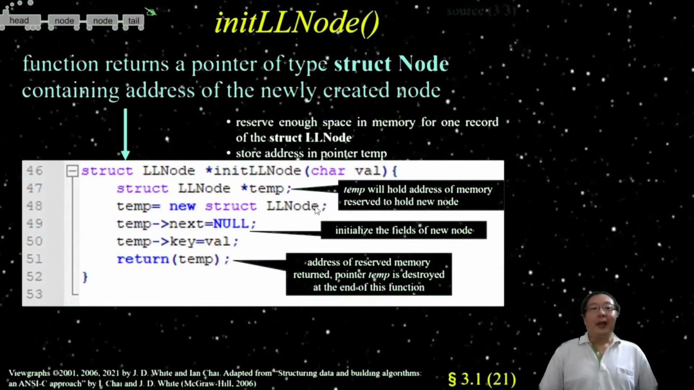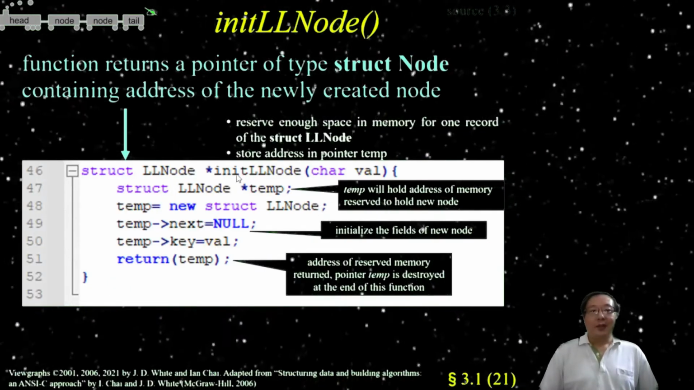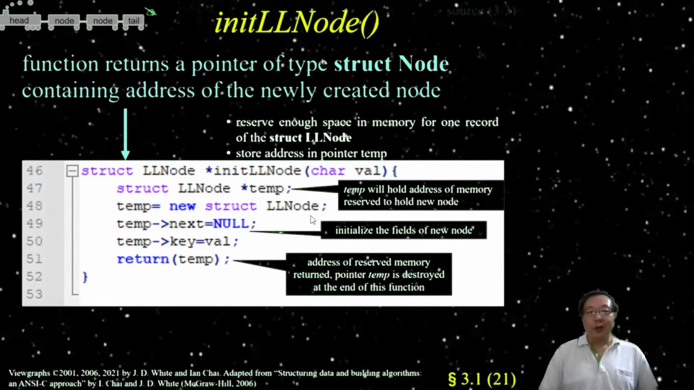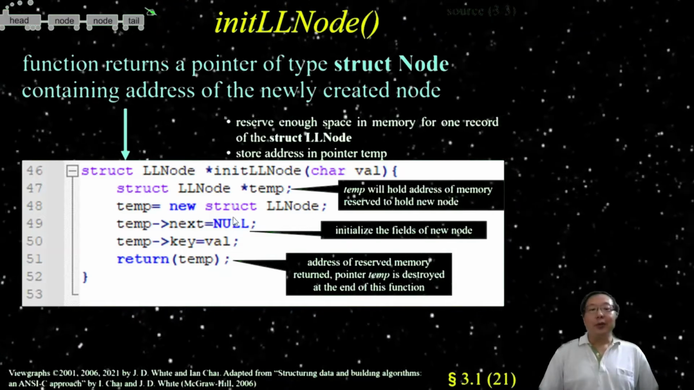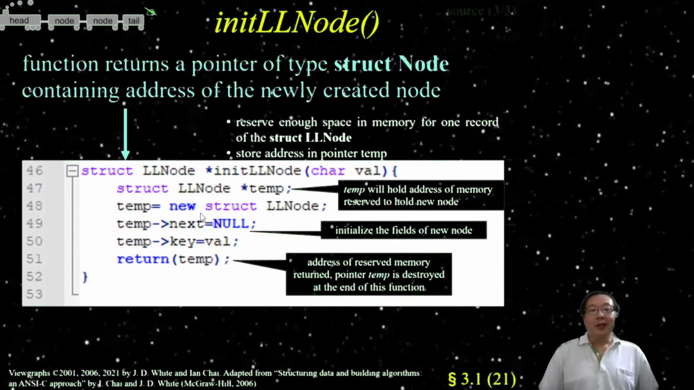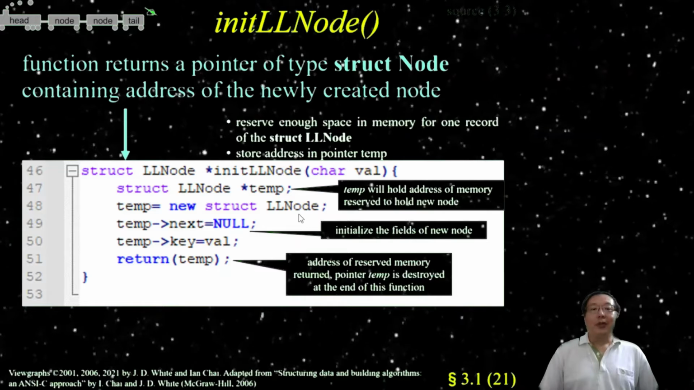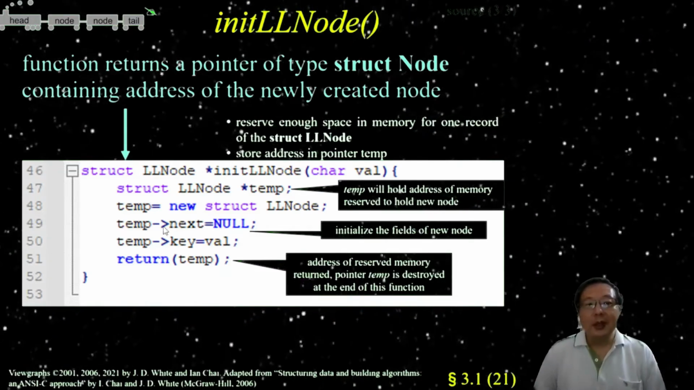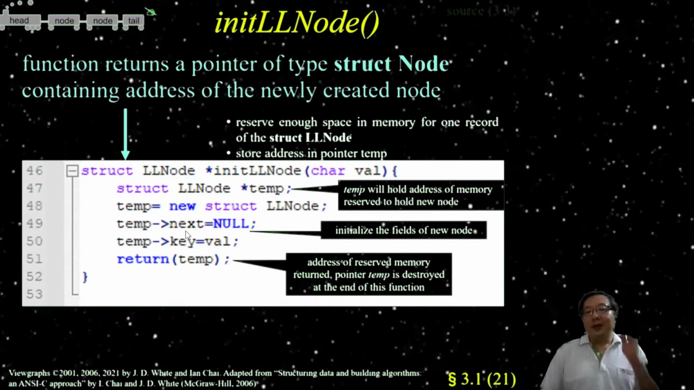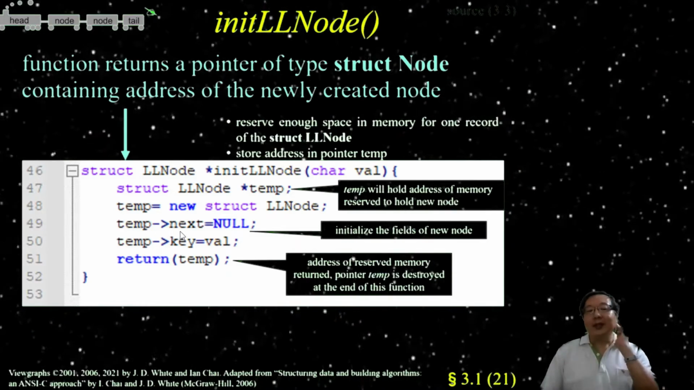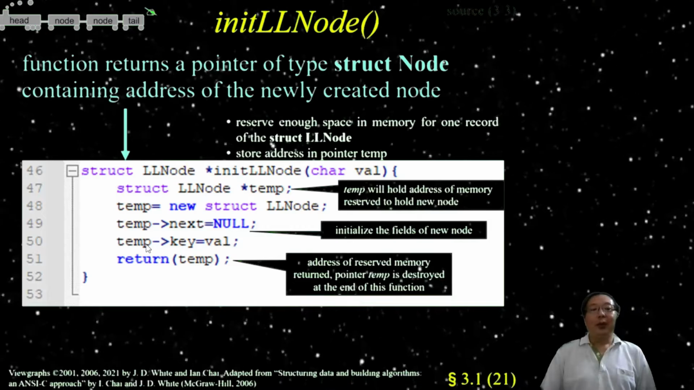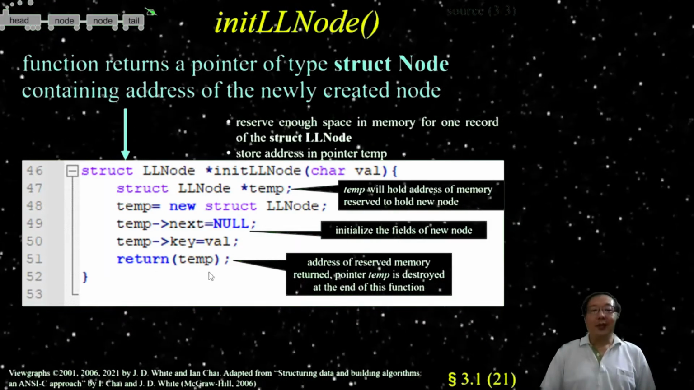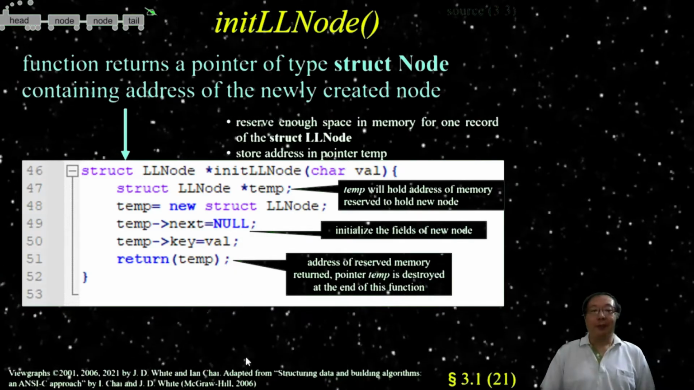The init ll node function, what it does is that first it makes a temporary variable to store a new node. See, this is memory allocation. This memory allocation says to C++, please give me enough memory for this new node. Then it says that we're going to initialize the next pointer to null, and we're going to initialize the key to the value passed in. Then we return this pointer back to the calling program.